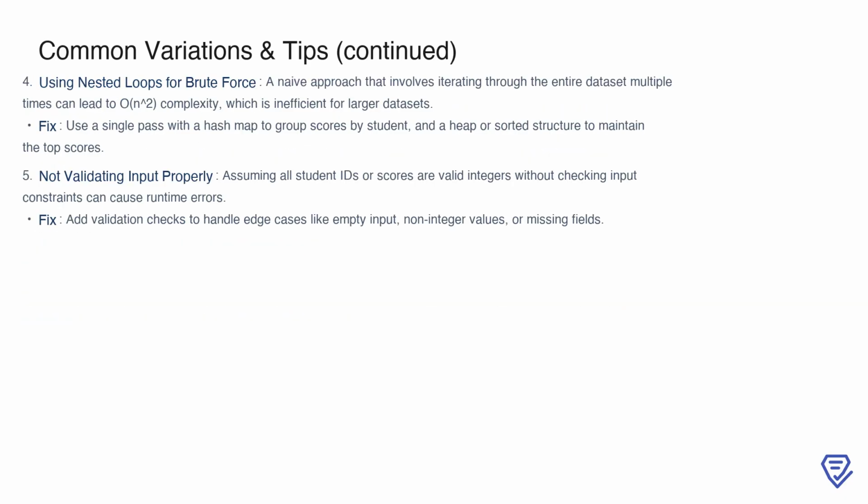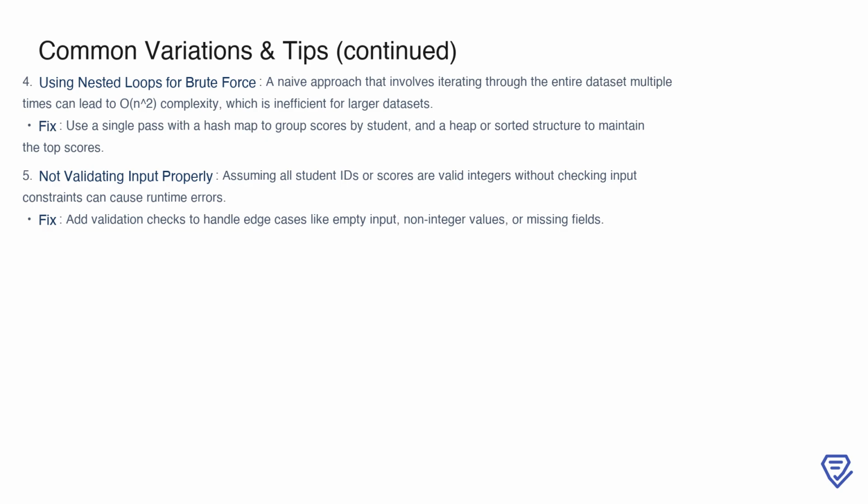Using nested loops for a brute force solution is another inefficient approach. Iterating through the dataset multiple times can lead to a time complexity of n squared, which is unsuitable for larger datasets. A more optimal solution is to use a single pass with a hash map to group scores by student, in a heap or sorted structure to maintain their top scores, improving efficiency.